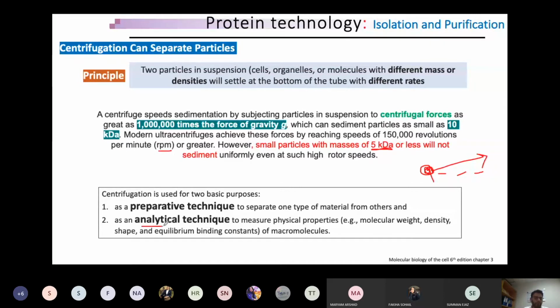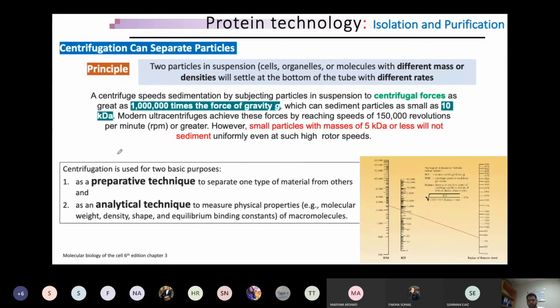And then there's an analytical thing. You actually do an analysis to measure physical properties, for example, the molecular weight, density, shape, equilibrium, binding constants of a macromolecule. And for both purposes, you could go for centrifugation. I have just given you a chart here. It's not important. It's just to give you a feeling that RPM does not always mean the G value. The G value is calculated on the basis of RPM, and of course, this has to do with the RCF, which is the relative centrifugal force, which is applied to this.